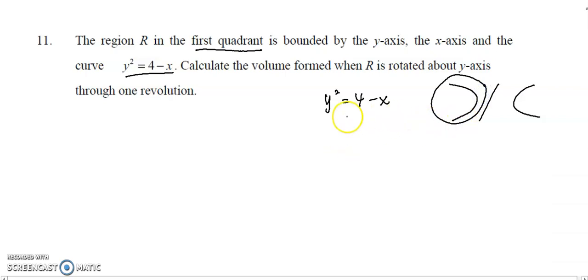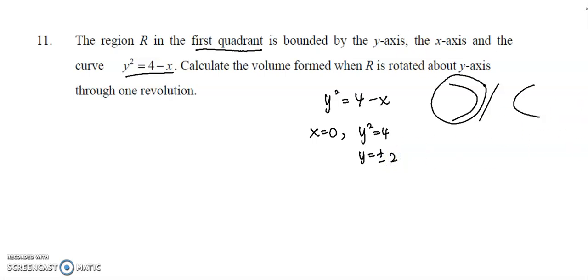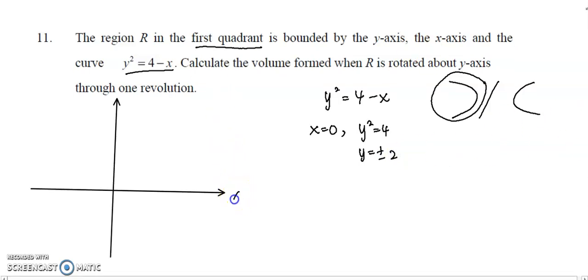And how do I sketch the curve in detail? I will find the x-intercept and y-intercept. To get the y-intercept, we let x equals 0. When x equals 0, y squared equals 4, and y equals positive or negative 2. So have your axes first. Now we have our x-axis and y-axis. You can see that when x equals 0, y passes through negative 2 and 2. These are the two points that you will pass through.